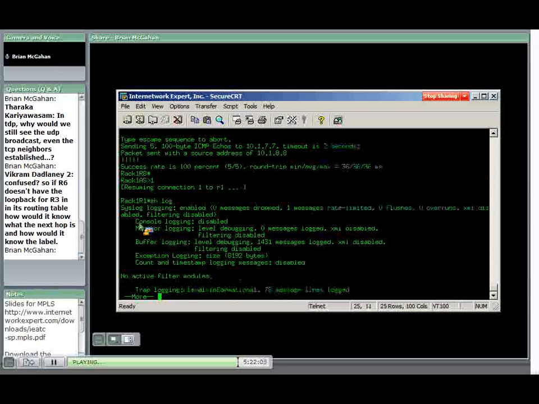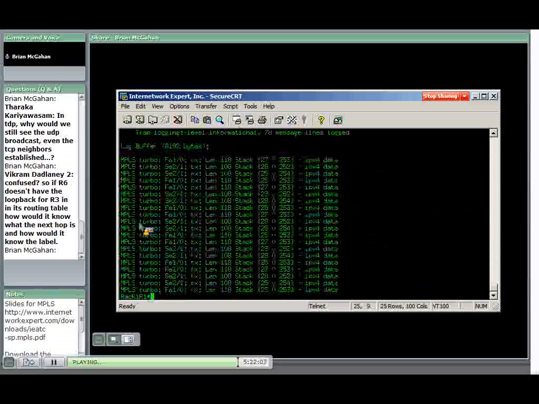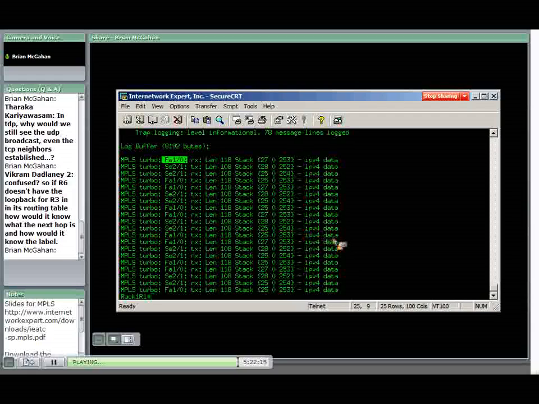So if we look at router 6 and we show log, we see it was received in gigabit 0/0. The packets had a label of 26. We transmitted them out gigabit 0/1 without any labels.